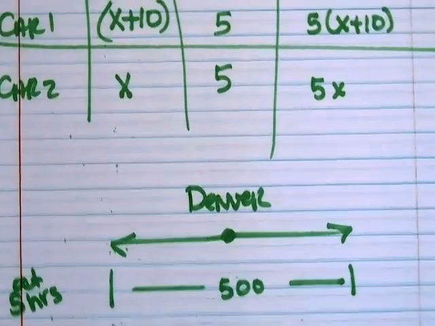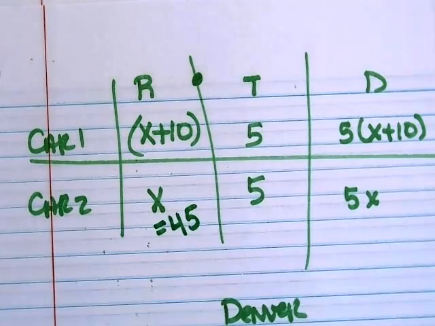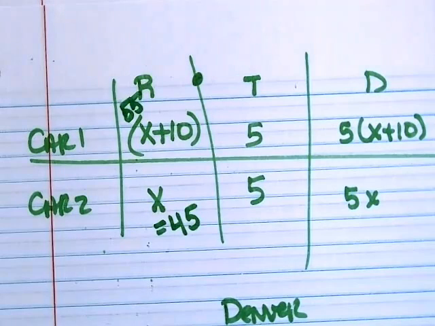So we go back up to our chart. What does that mean? Car 2 is traveling 45 miles an hour. And the other one? Car 1 is 55. Okay.